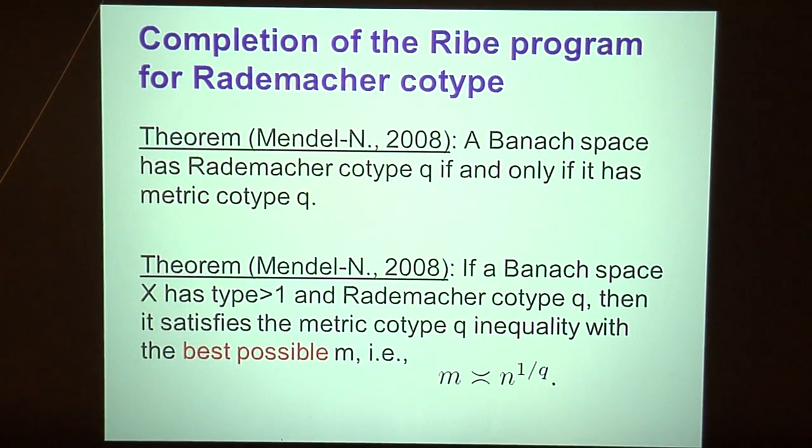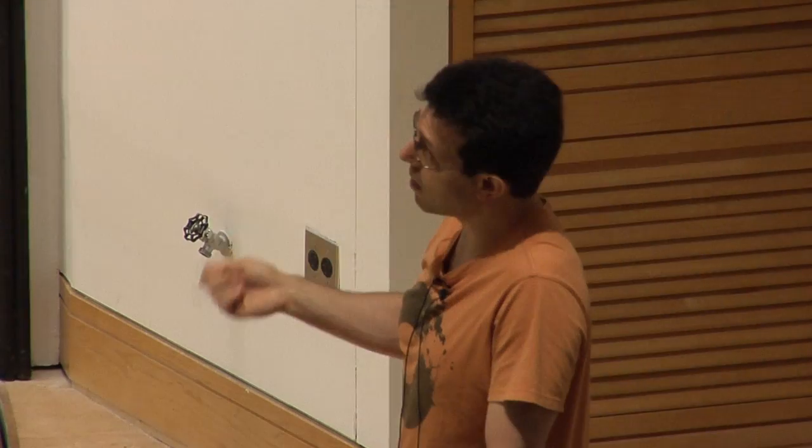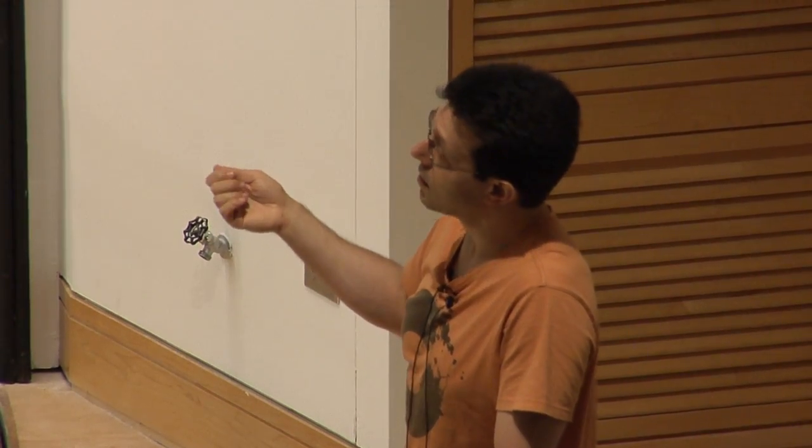I just want to say that we also know how to get the best possible m, and now there is a technicality, which I do not believe is there, and that's a major open problem. If your Banach space happens to have type bigger than 1, then I can get that it satisfies the metric cotype inequality with the best possible m, and that will be very important later.